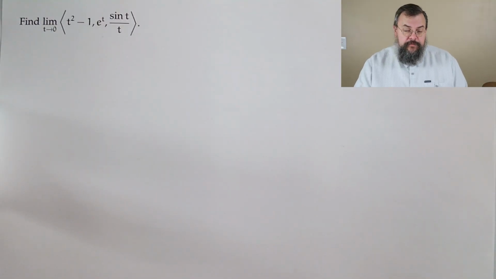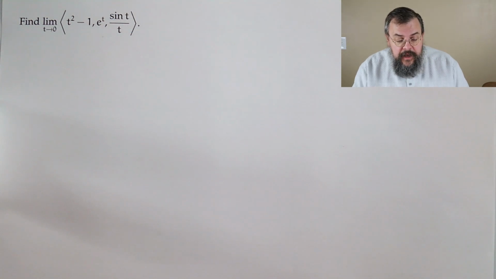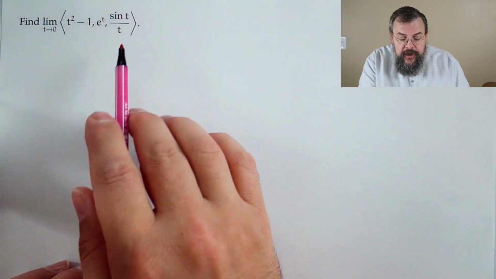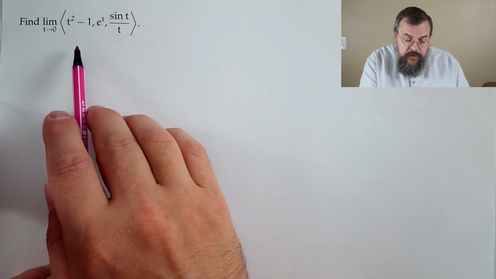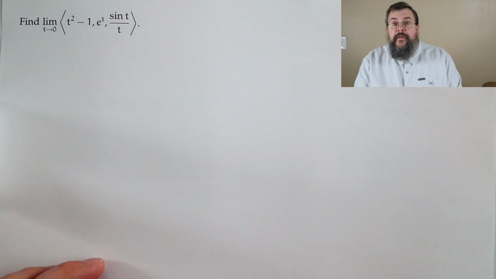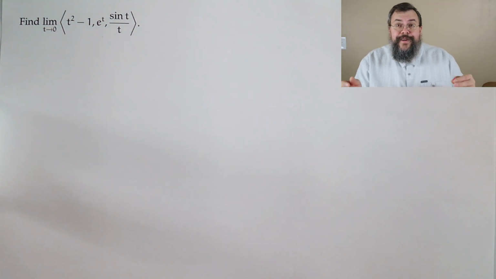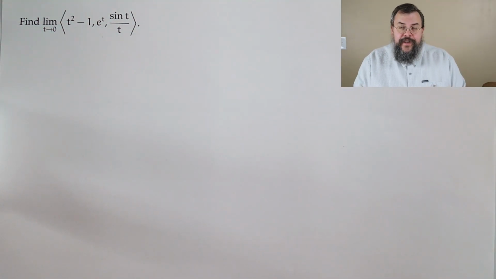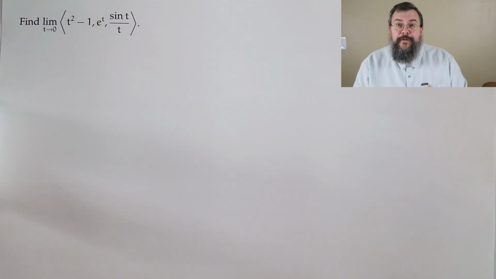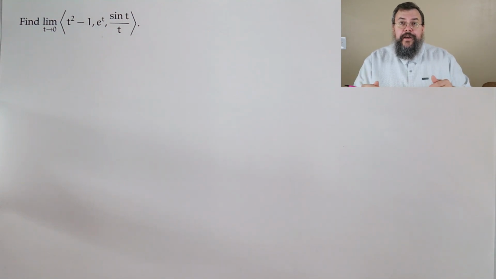Our first problem. Find the limit as t goes to 0 of this vector valued function: t squared minus 1, e to the t, sine t over t. Now, how do you do the limits of vector valued functions? Our mantra is entry by entry. That's almost always going to be the answer. When we say, well, what do we do? How do we handle it?